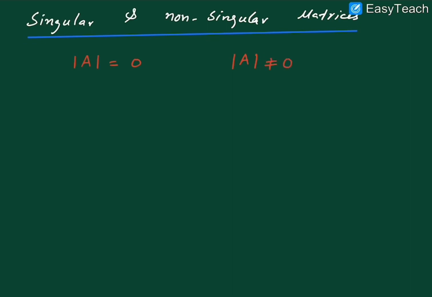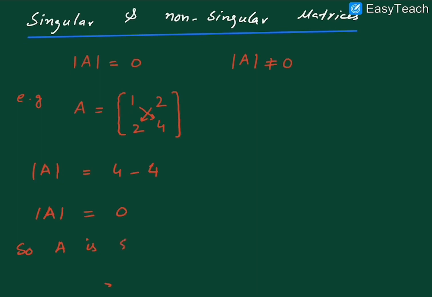For example, we have a singular matrix like, let's take A = [[1, 2], [2, 4]]. This is matrix A. So what is its determinant? Its determinant will be equal to 1 times 4, which is 4, minus 2 times 2, which is 4. So 4 minus 4 is 0. Since the determinant of A is 0, A is a singular matrix.